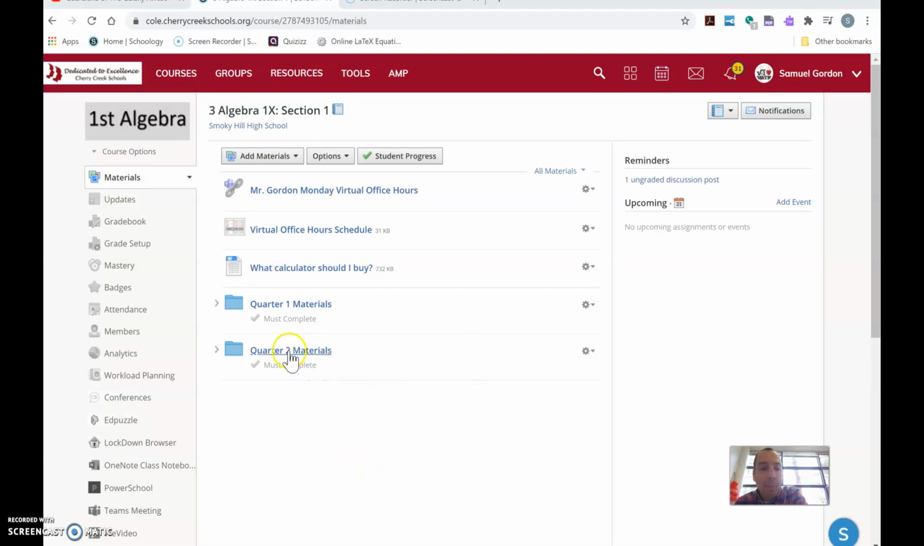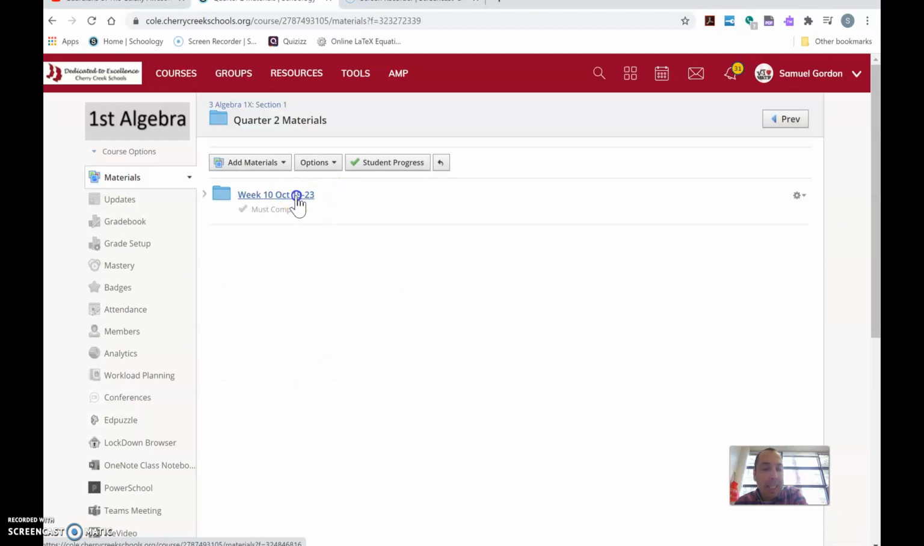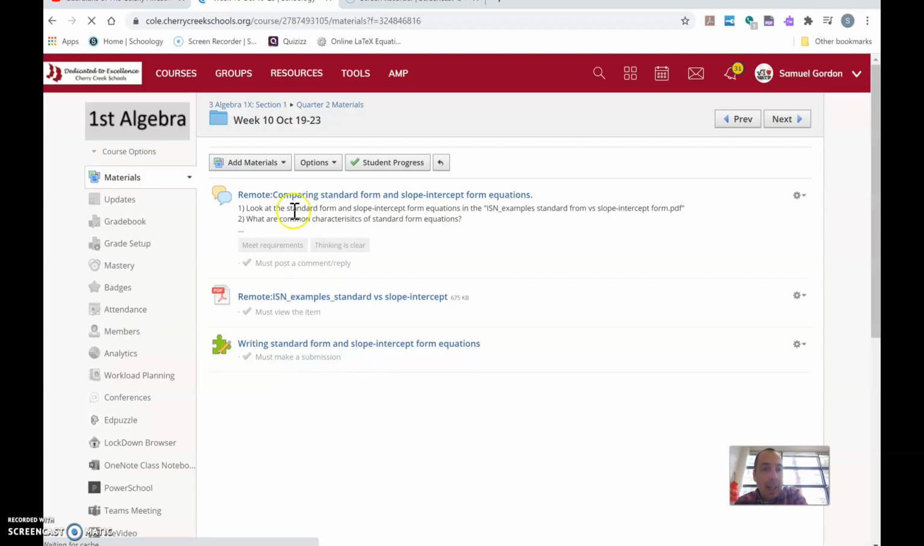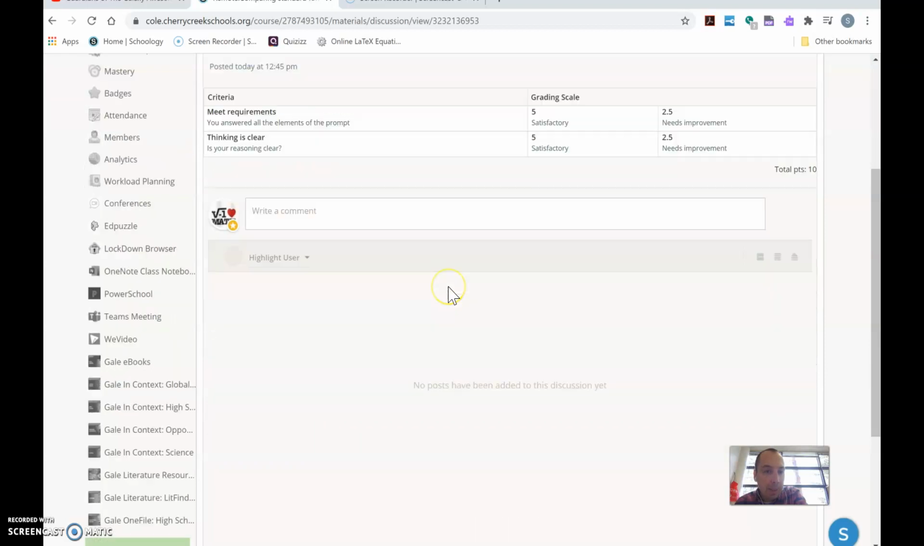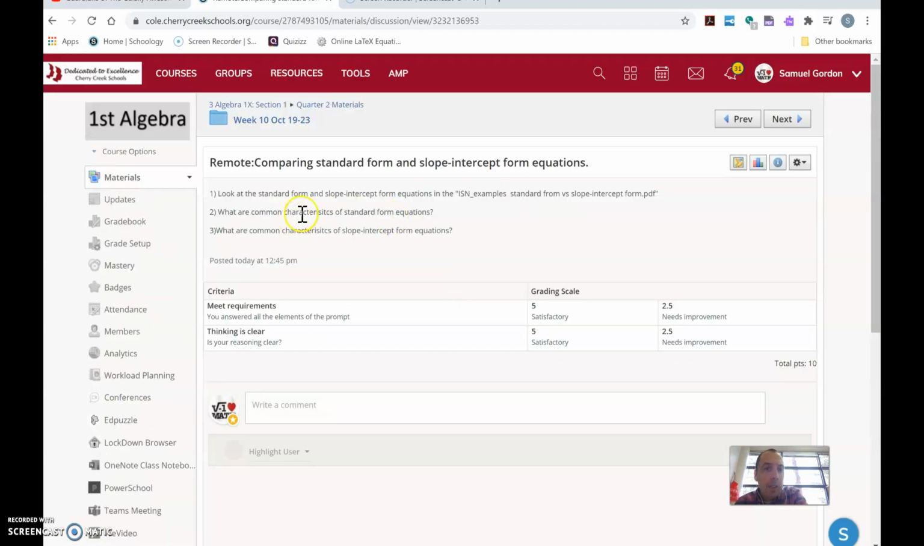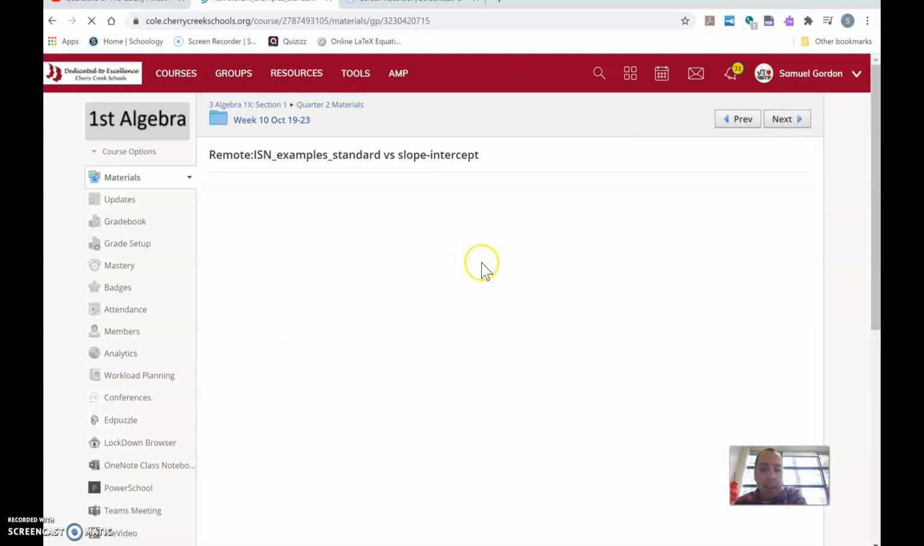So what has to happen is go into quarter 2 materials, click on week 10, and there's 3 things you need to do. The first gives you some directions about a forum post I want you to go through. So it says look at the standard form and slope-intercept form in the equations in the ISN example, standard form versus slope-intercept form PDF, which if you click the next button, it gives you these examples.